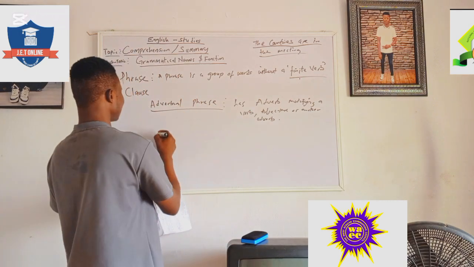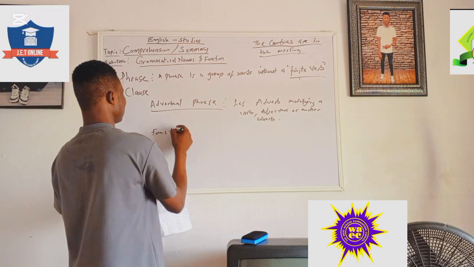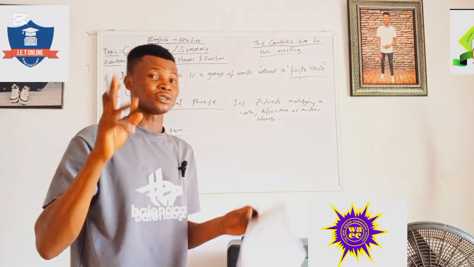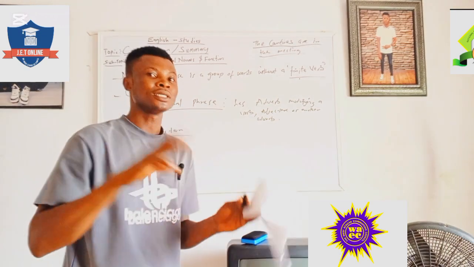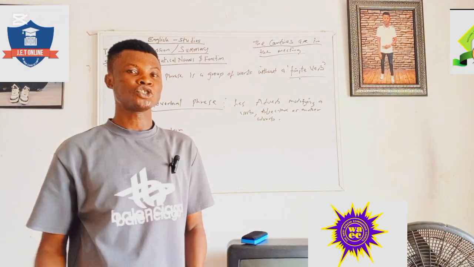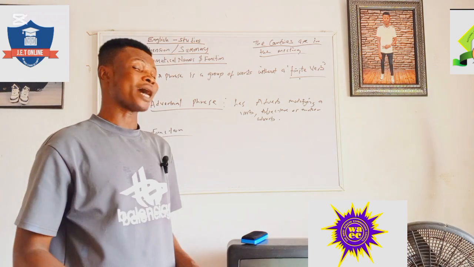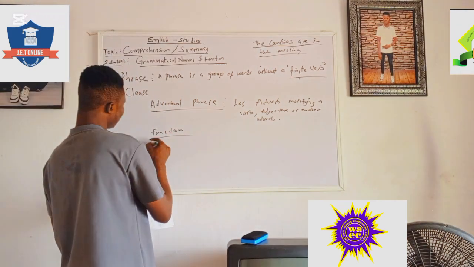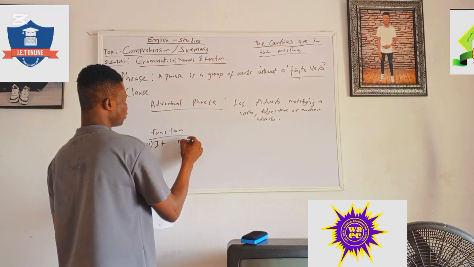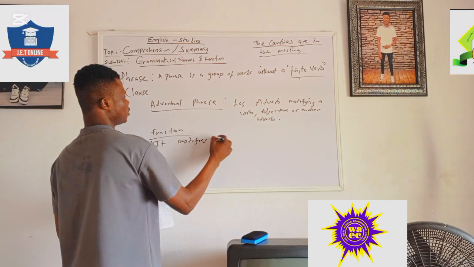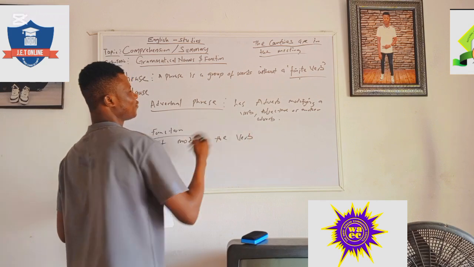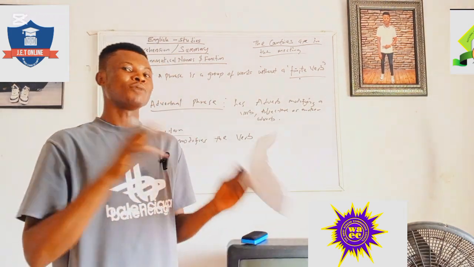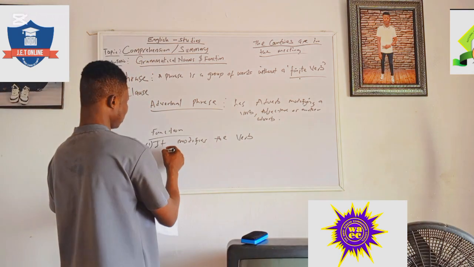Now the function. What is the function? Don't forget, in noun phrase we have two functions. It acts as the subject of the verb, then it acts as the what? The complement of the verb, depending on the position the expression is occupying in the sentence. So for the function of an adverbial phrase, it modifies the what? The verb. That is the verb that precedes or comes before it. It modifies it. Now let's look at examples.